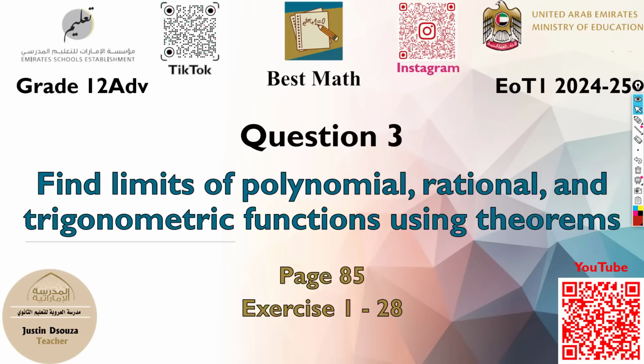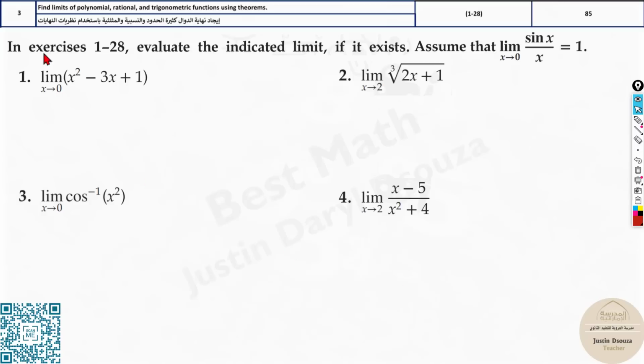In question 3, we will find limits of different functions. Over here you can see these are different questions given. This is a polynomial function, square root. Sorry, it's not square root, it's a cube root function. This fourth one is a rational function. And over here we have trigonometry. This is not trigonometry, it's inverse trigonometric functions. All different types of functions.